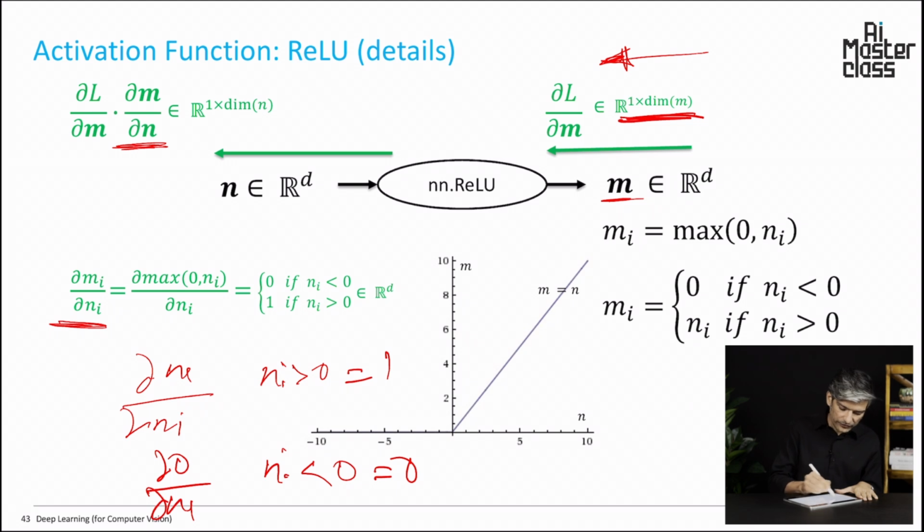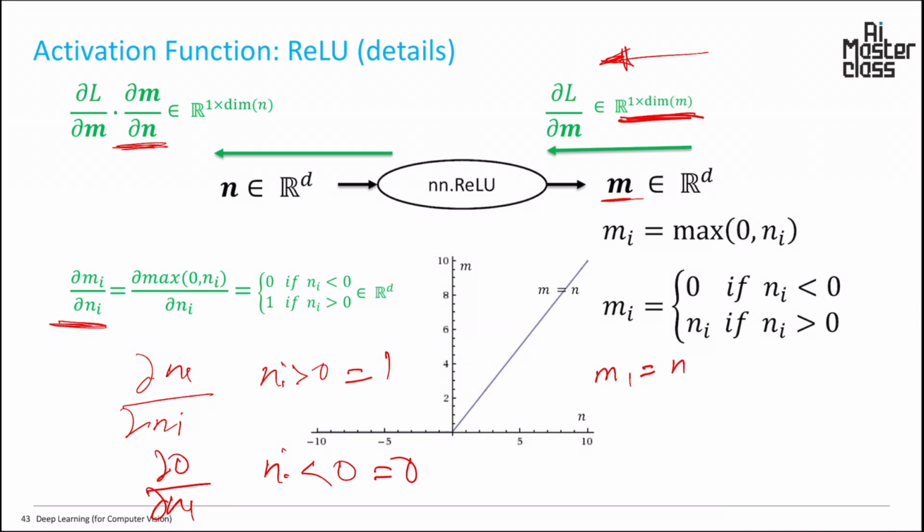So let us just write this down. Let's say your Mi is equal to Ni if Ni is greater than 0, and let's just write it like this. So M1 is N1 or 0, M2 is N2 or 0, and M3 is N3 or 0. And let's assume it's a 3-dimensional input and the output is the same size as the input.